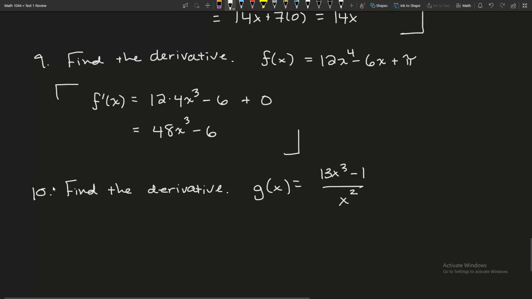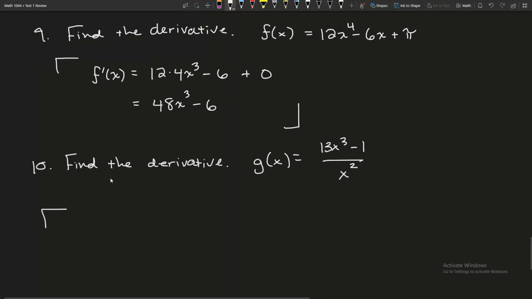So the trick here is to first rewrite the g of x by using the common denominator and splitting it up into two terms. We don't have any rule for taking derivatives of quotients yet. We will learn the quotient rule in the near future, but it's not necessary here if we use algebra. So we have g of x can be rewritten as 13x cubed over x squared minus 1 over x squared.